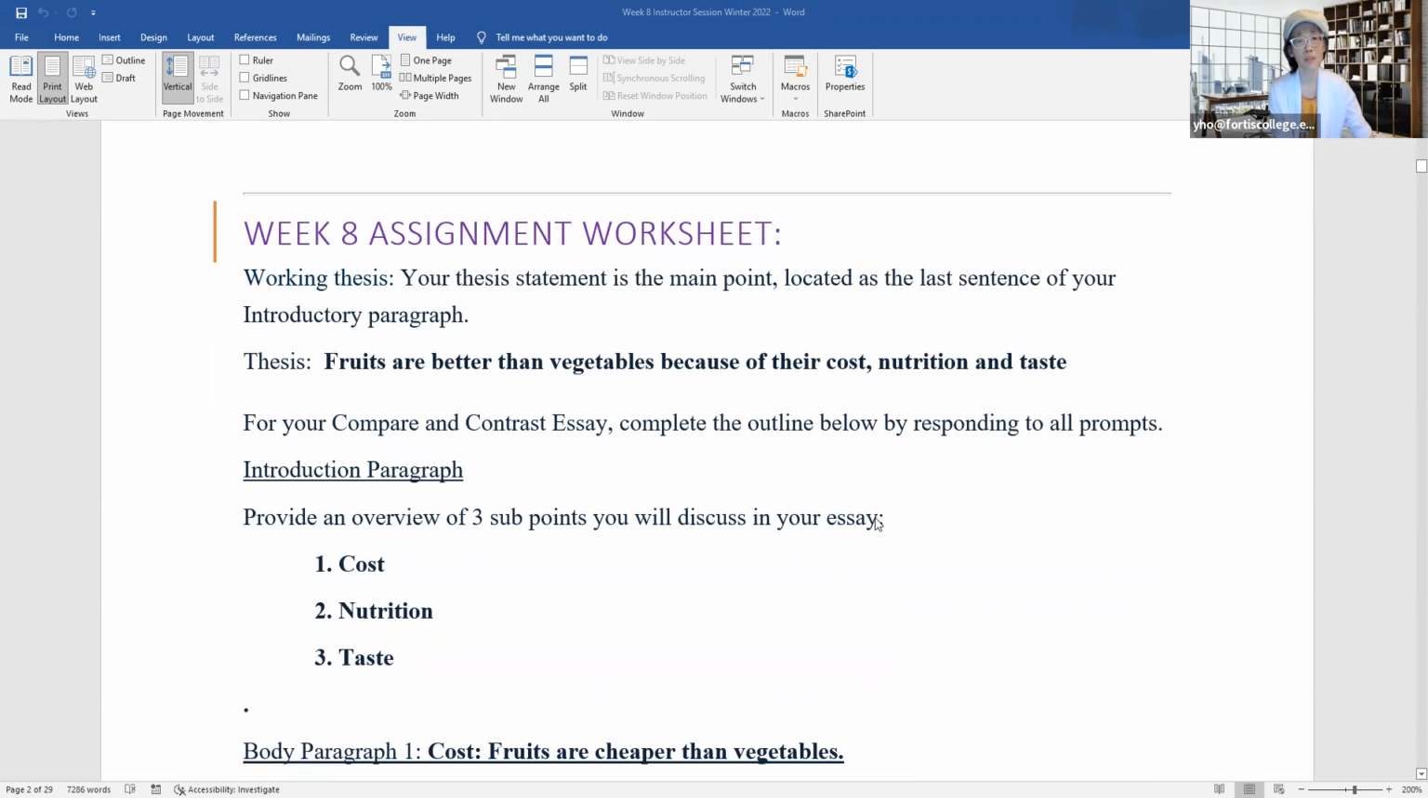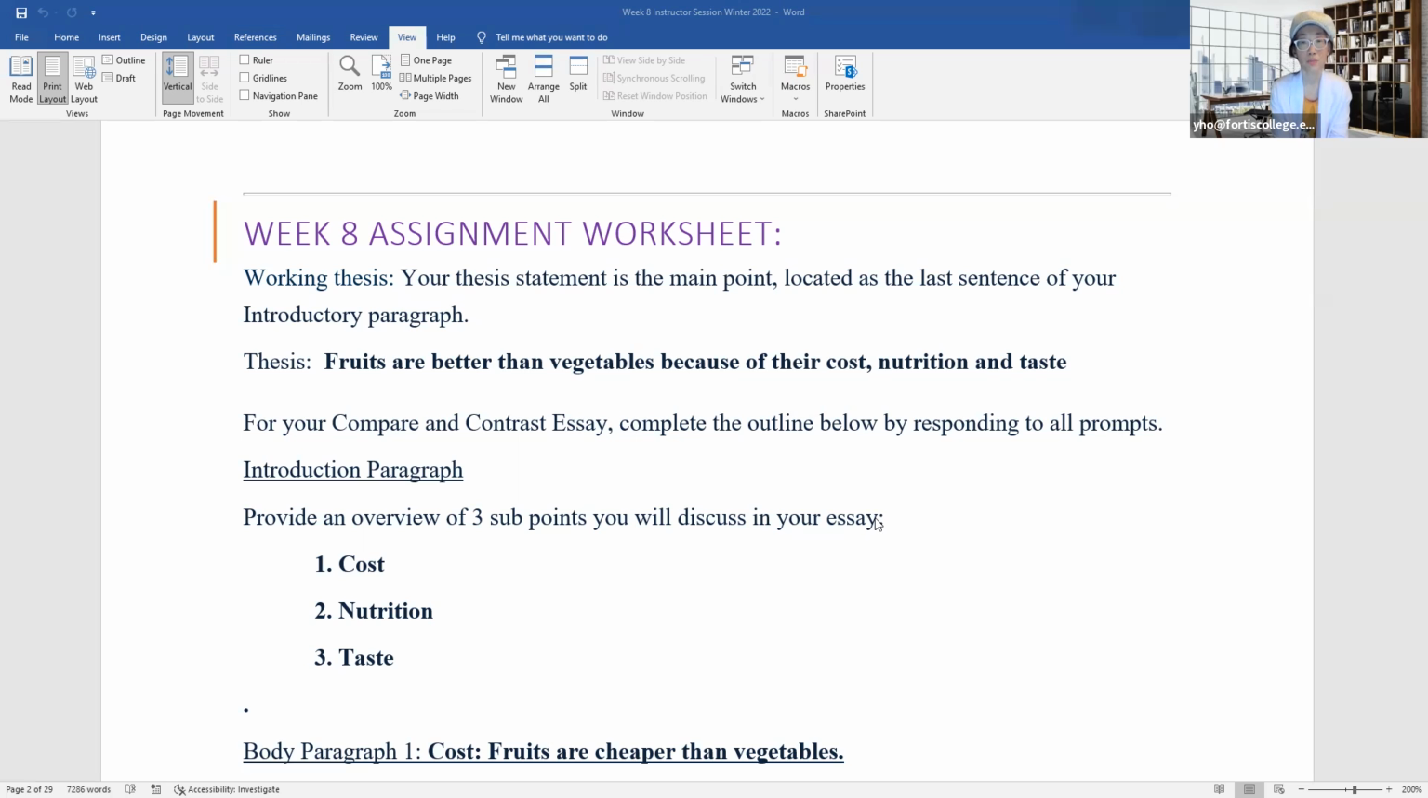Okay, here's an example of your week 8 assignment worksheet. For your week 8 assignment, you can either hand in a worksheet or your rough draft. Either one is fine. Here, under the working thesis, your working thesis is your thesis statement, which is the main idea of your essay. Your thesis statement is the main point located as the last sentence of your introductory paragraph. So here you would write your thesis.